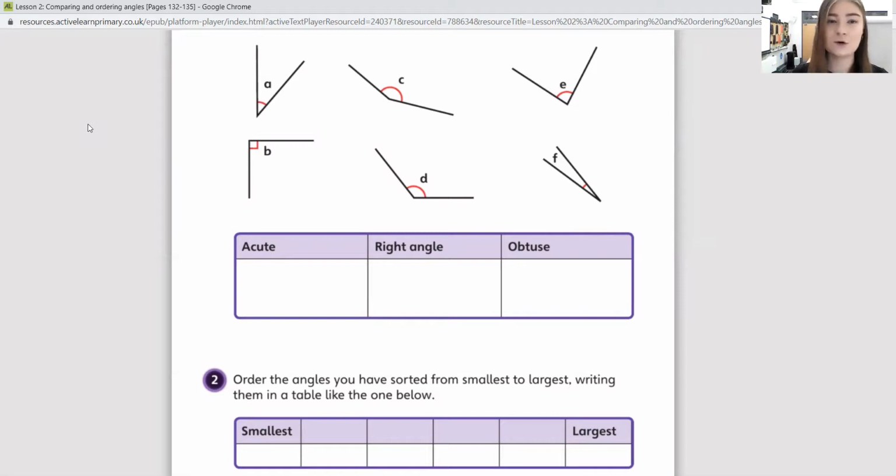Okay, so the smallest angle is F. It's quite clearly very, very small and a tight angle, so a small turn. And then the next one would be A, because that's our other acute angle. And then the next one would be E, because that's the acute angle that looks almost like a right angle. Okay, and then it will be B, which is our right angle. And then our last two, it will be D. And then our largest one is C, because it's very, very open.